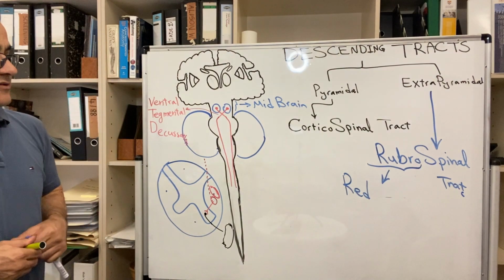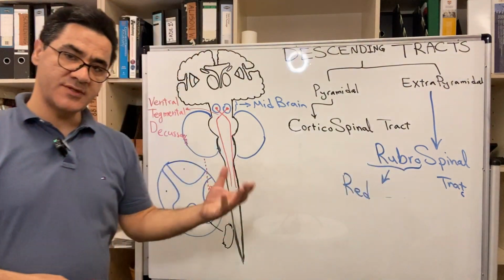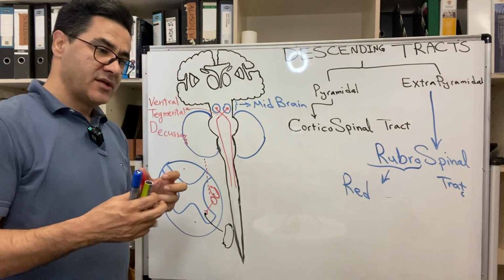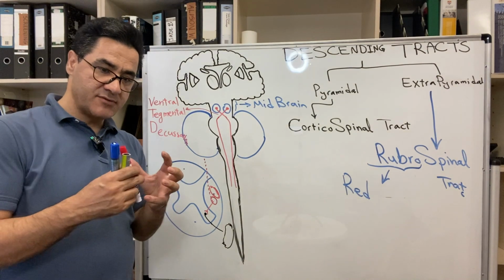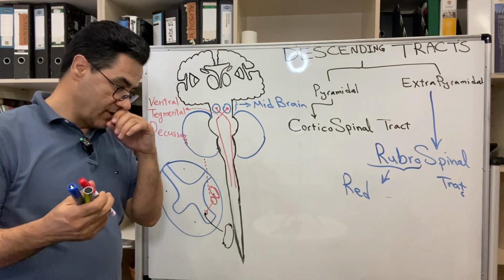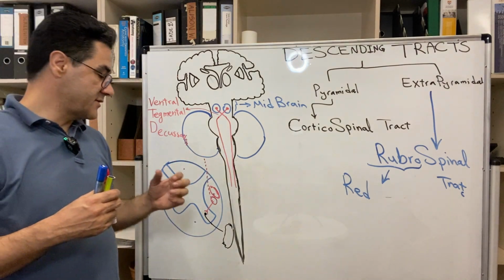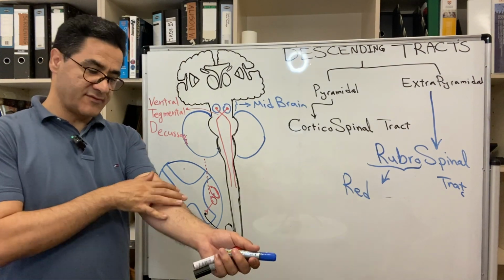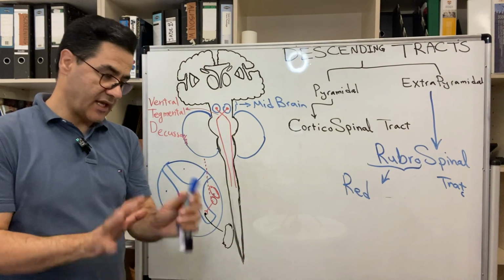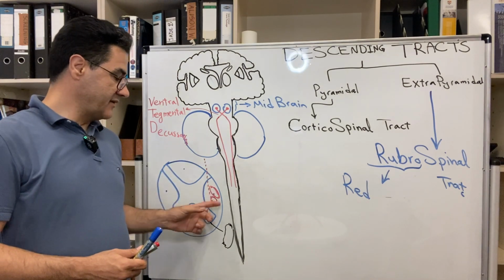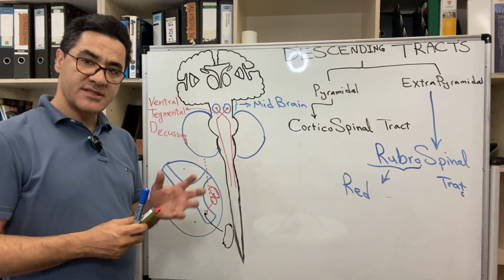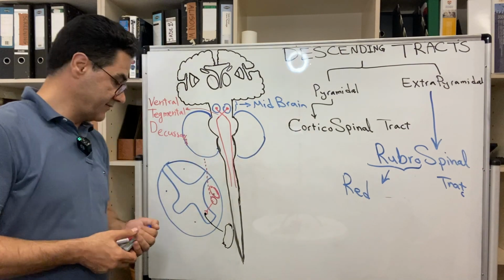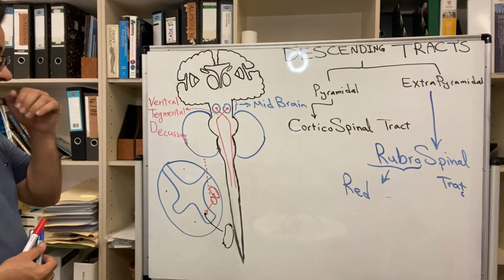What is the function of the rubrospinal tract? The function is a little bit controversial. You'll probably come across different functions in different textbooks. But most textbooks mention that it regulates the flexor muscles of the distal part of the upper limb, the hand. So it assists the flexion of the upper limb muscles and hand muscles, helping the corticospinal tract. So this is the rubrospinal tract.